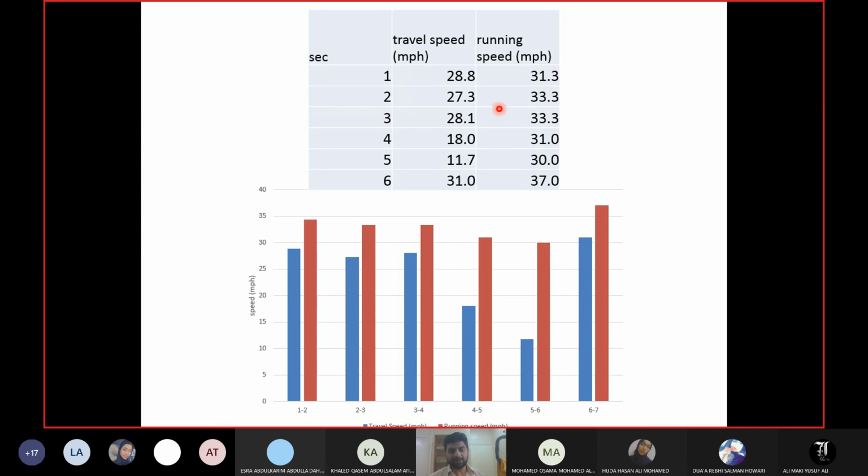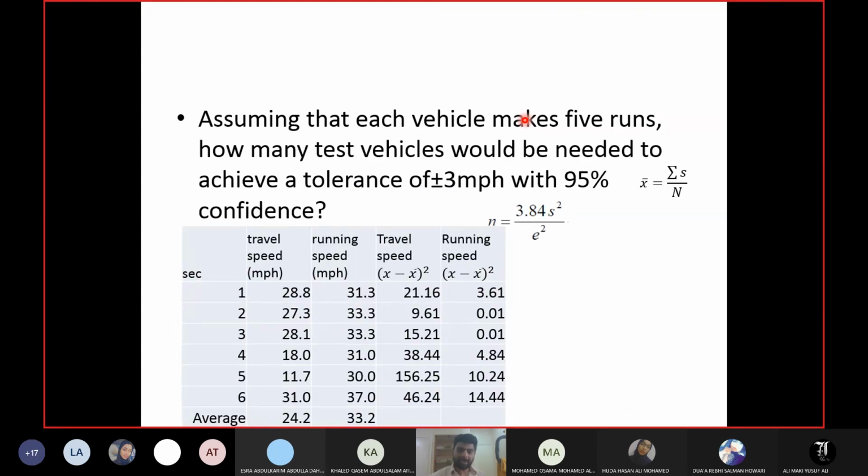So when you subtract delay, the travel time gets lower and the running speed becomes higher. Now they are saying on the same highway, they want to make another set of observations. For that, they will hire test cars, and because of some restriction, each test car can make 5 runs, so each test car can be used for 5 observations. How many vehicles should they hire for completing the required runs for this highway?